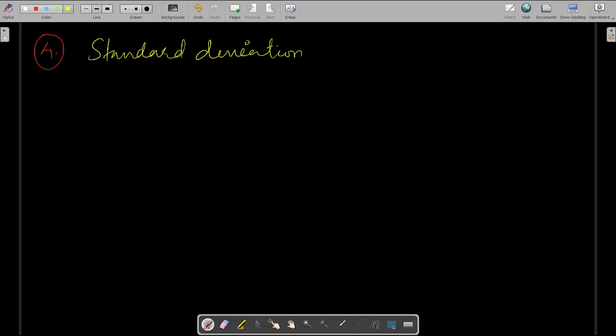Standard deviation is denoted by sigma, right? It is a Greek letter. So this is how you can denote standard deviation. All right. Now there are again three methods to calculate standard deviation.